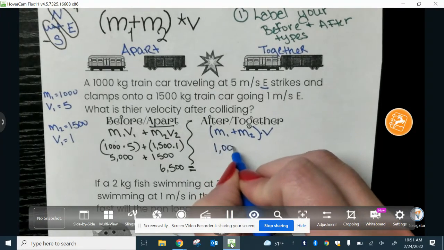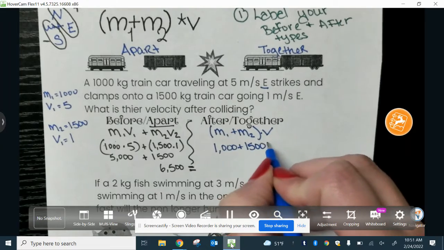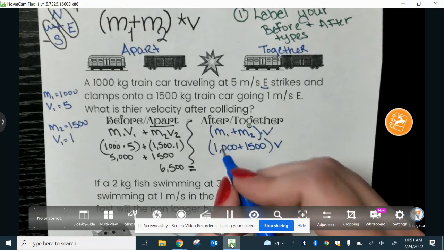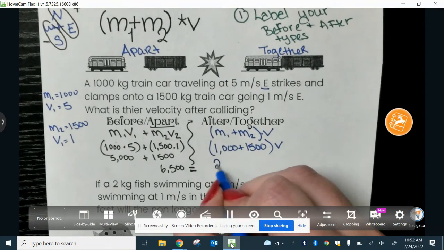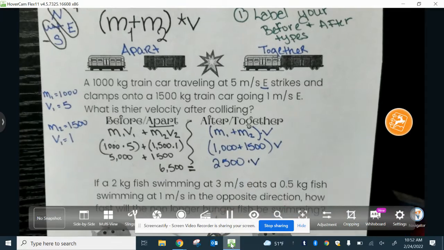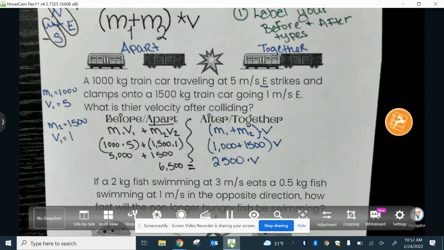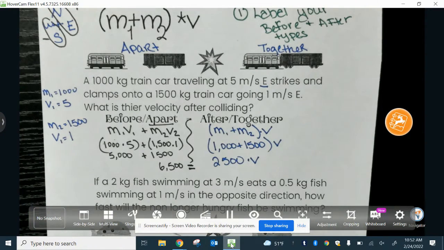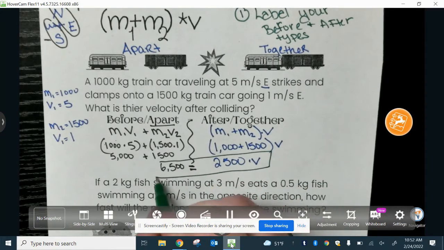So it'd be 1,000 plus 1,500 times V. Okay, order of operations says you got to make sure you do that parentheses first. And I'm left with that. I cannot combine those or do anything else. I'm left with 2,500 times velocity for after. But I want to know what that velocity is. But keep in mind, these are equal.